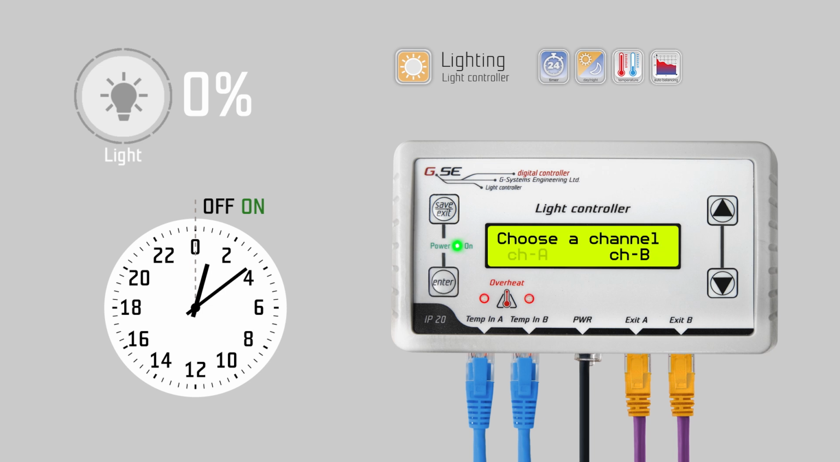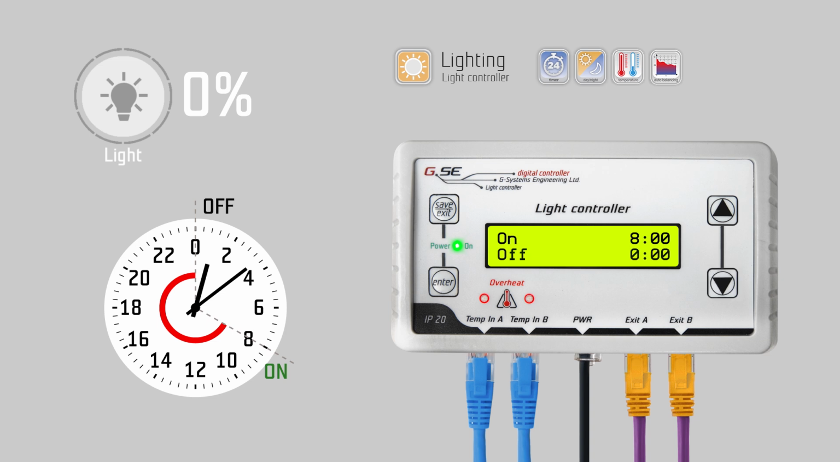Press enter and choose to which channel you would like to change the settings. For example, Channel A. Push enter to confirm. Here you can choose the time. Push enter to select. Change the value with the arrows. And push save exit button, to confirm and return to the previous menu. Change all the settings in this way.